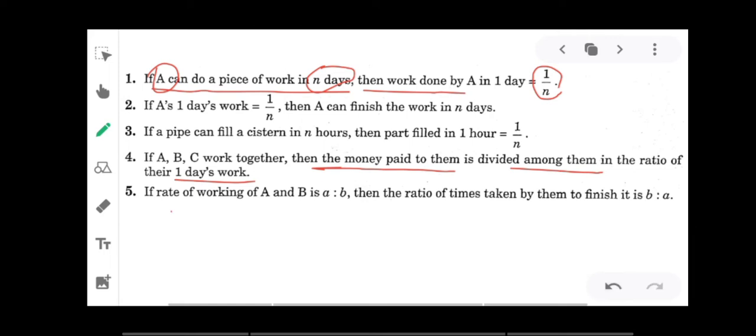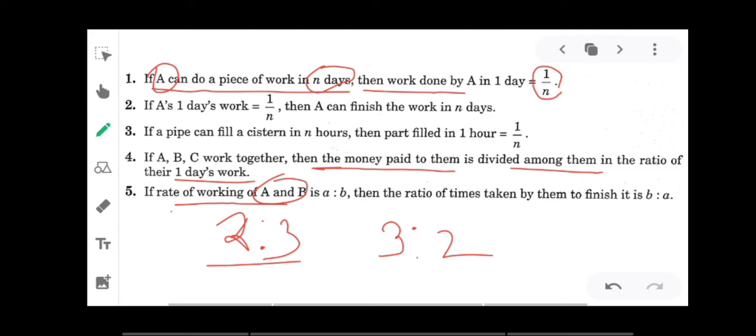Then the next formula: if the rate of working of A and B is A is to B, then the ratio of times taken by them to finish it is B is to A. That means if the rate of working of A and B is 2:3, then the ratio of times to finish the work will be 3:2. Clear?